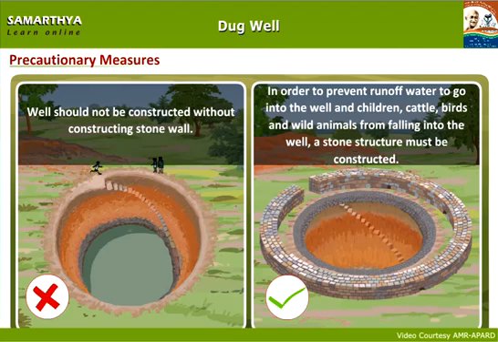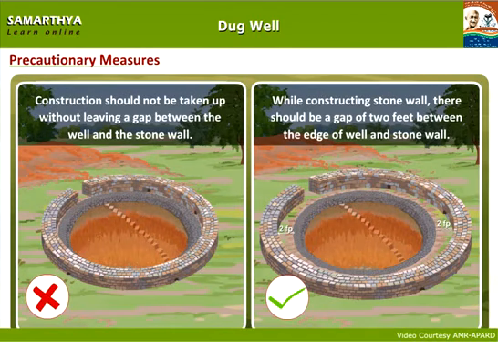Well should not be constructed without constructing stone wall. In order to prevent runoff water from going into the well and children, cattle, birds and wild animals from falling into the well, a stone structure must be constructed. Construction should not be taken up without leaving a gap between the well and the stone wall. While constructing stone wall, there should be a gap of 2 feet between the edge of the well and the stone wall.